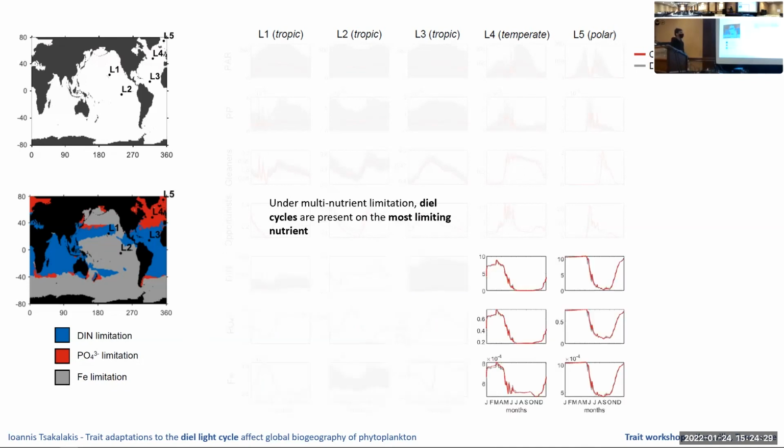Now, at higher latitudes, we see no strong diel effect, because the impact of seasonality is much stronger. So even some tiny diel cycles in this case are not important.